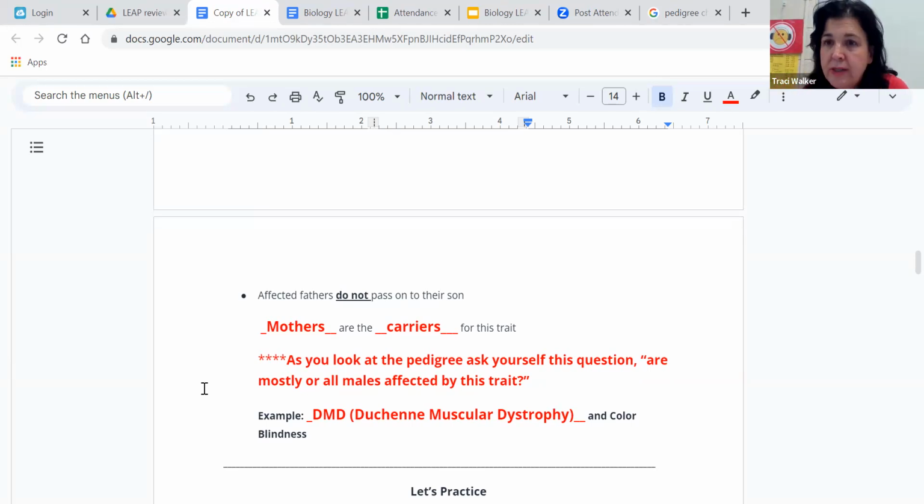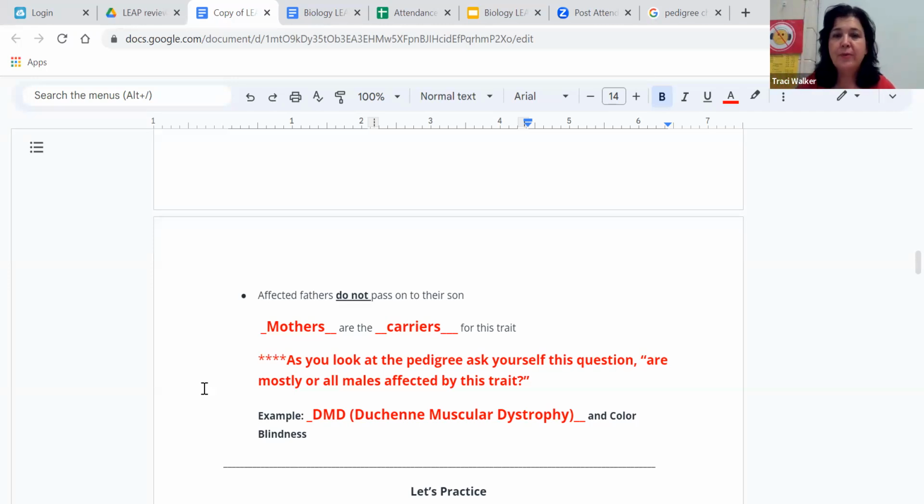So the way you determine if a pedigree is showing an X-linked trait or disorder, you look at the pedigree and you ask yourself, are mostly or all males affected by this trait? So you look at it and you're like, none of the females are affected. So that means it's X-linked.